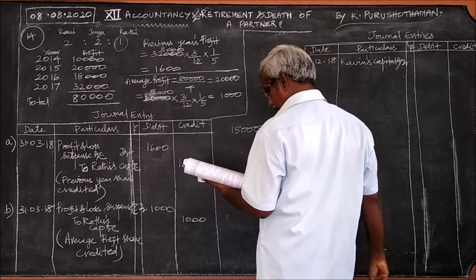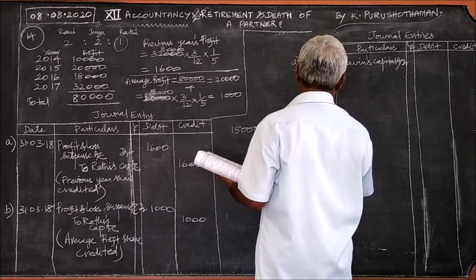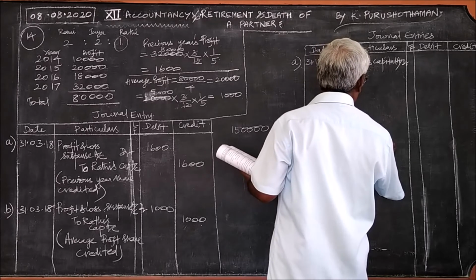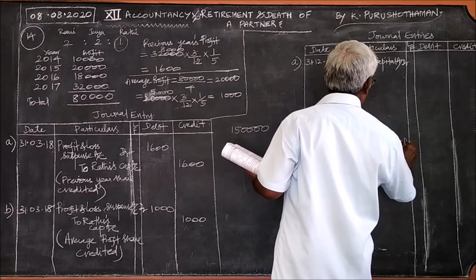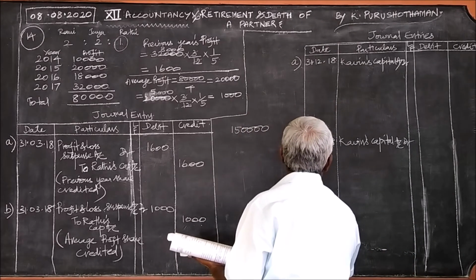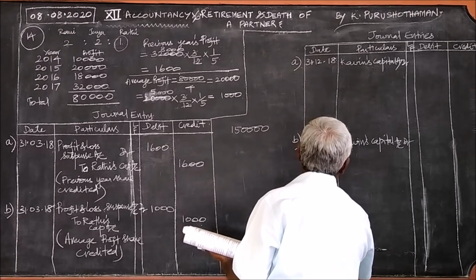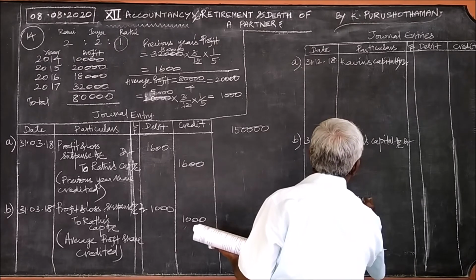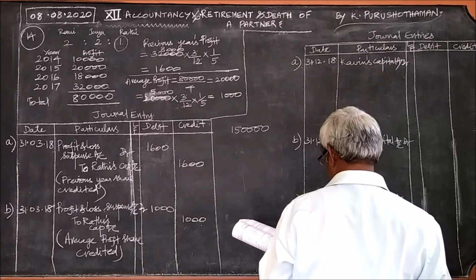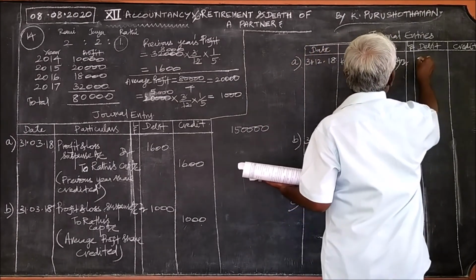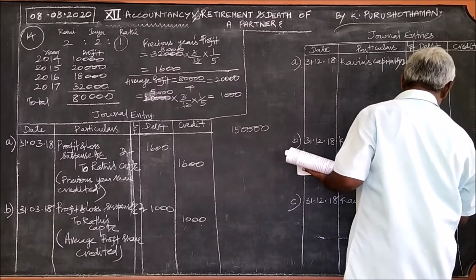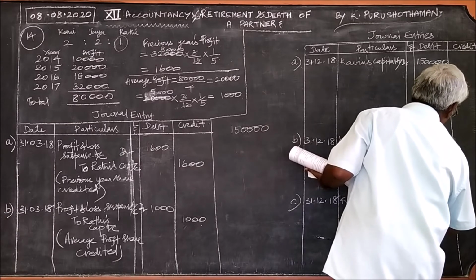For B also, Kavin's capital account. What about credit? I will tell you later. For C also, Kavin's capital account. What is the amount to be given? 1,50,000. This is how it is, and how it is paid, that we should write on the credit side.